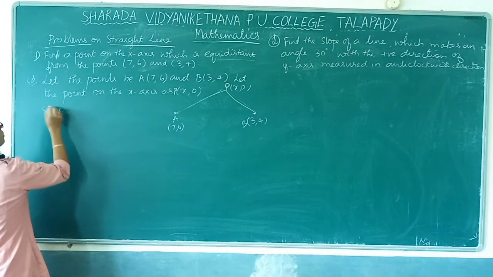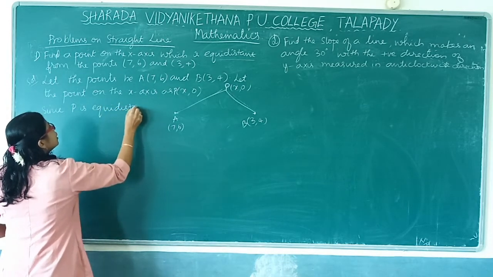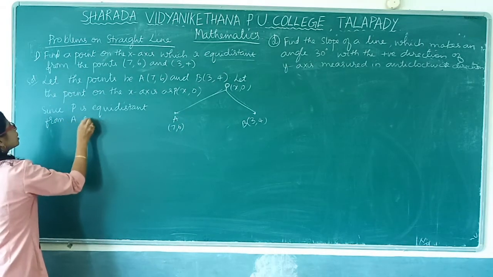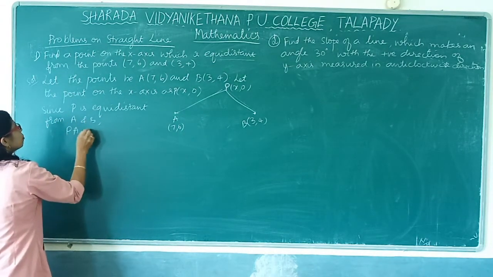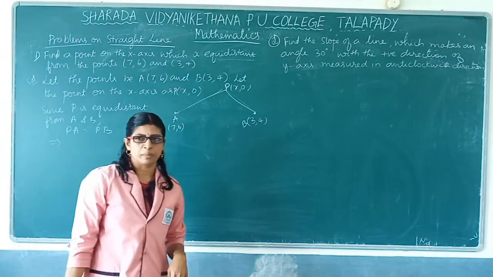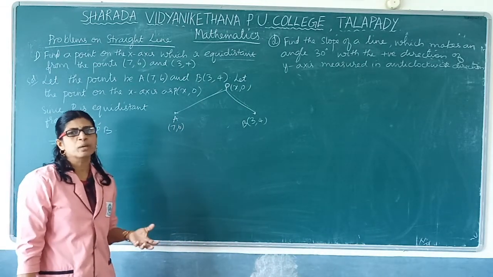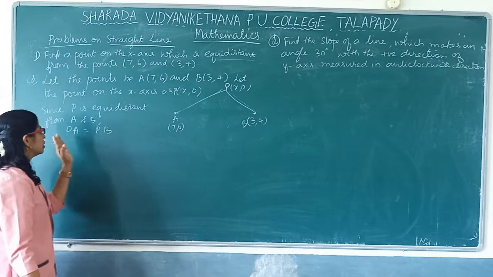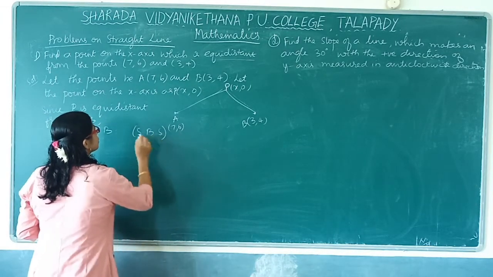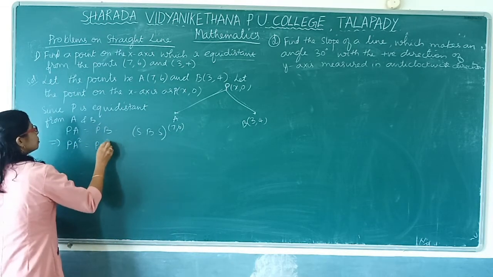Since P is equidistant from A and B, what can you say? PA is equal to PB. By the distance formula, we can write it as PA is equal to PB. So in order to get the actual value of x, what we can do is we can square both sides simultaneously. It is allowed. So squaring both sides, what do we get? PA square is equal to PB square.